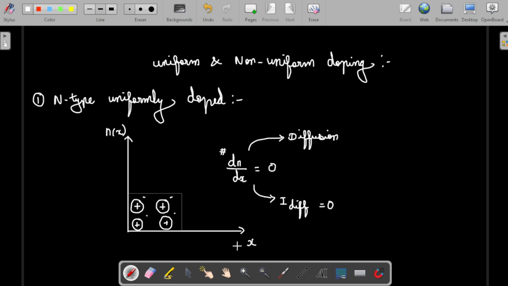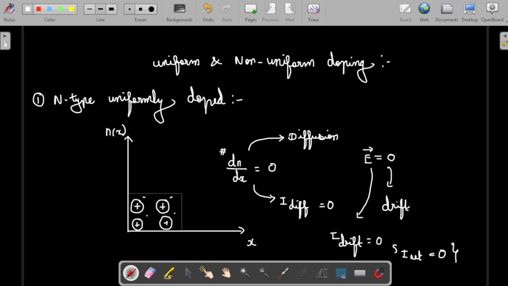Then, because we haven't supplied any external battery source, the E vector is also equal to 0. If this is equal to 0, then the drift contribution will also be affected. So I drift will also be equal to 0. Comparing all, the I net will also be equal to 0. This is the final observation.